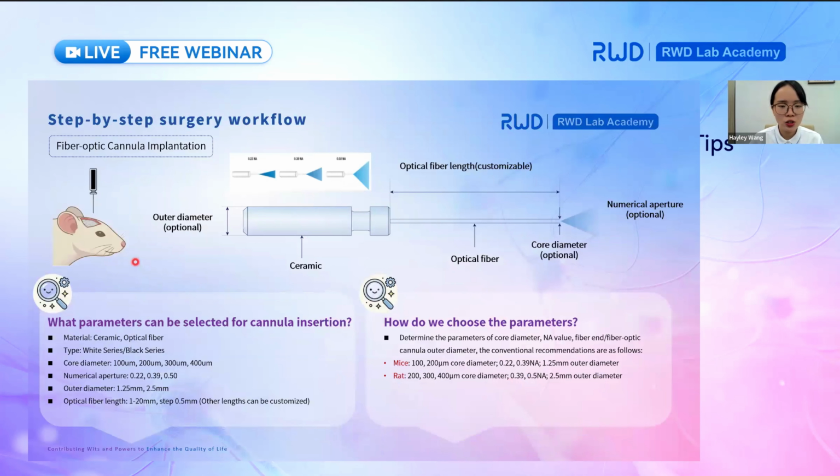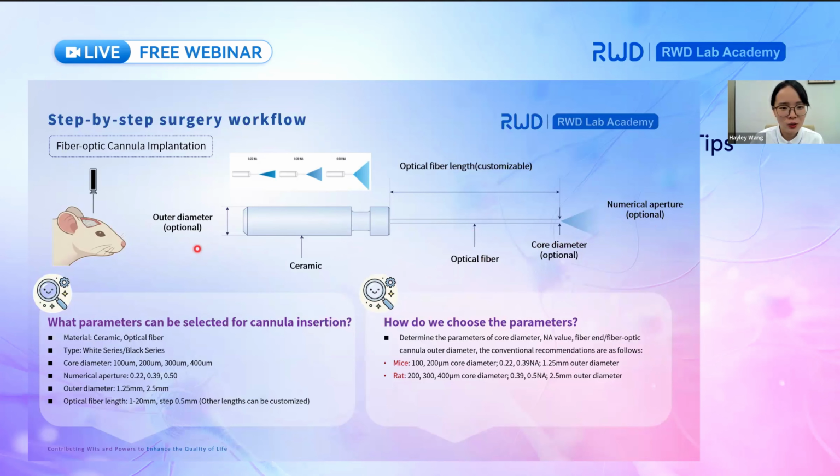After the viral injection, the last step is the fiber implantation. Before implantation, choose a suitable fiber optic cannula. Most cannulas on the market consist of two parts, the ceramic cannula and the optic fiber. Different models can be selected based on the experimental needs. The main parameters to consider include the core diameter, numerical aperture, and the length, and also the outer diameter.